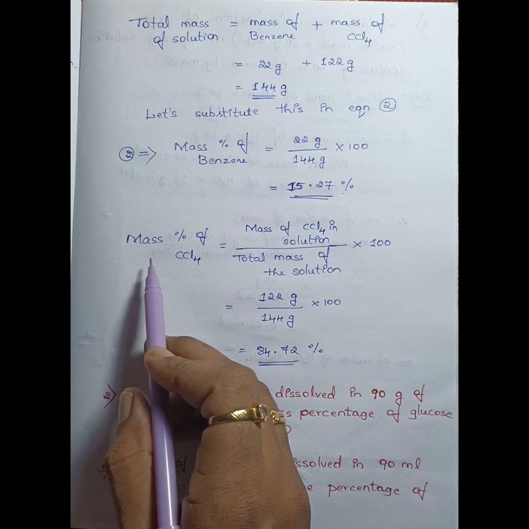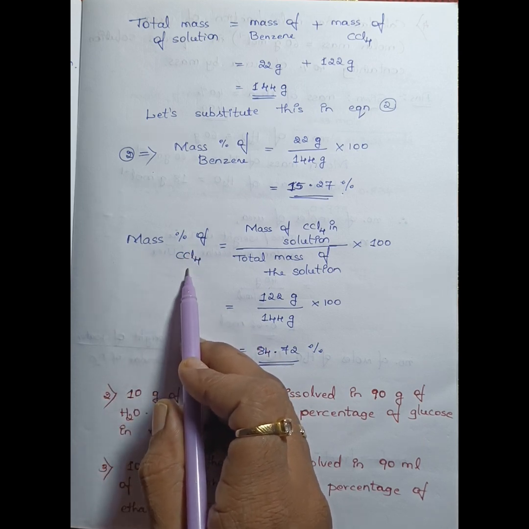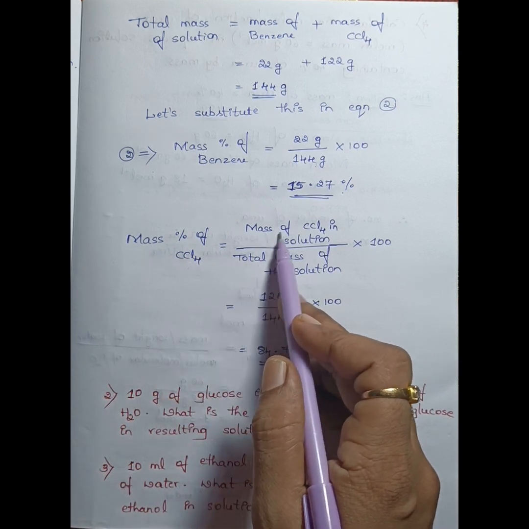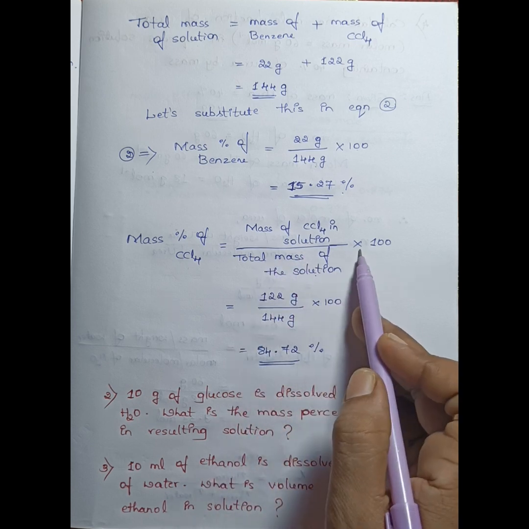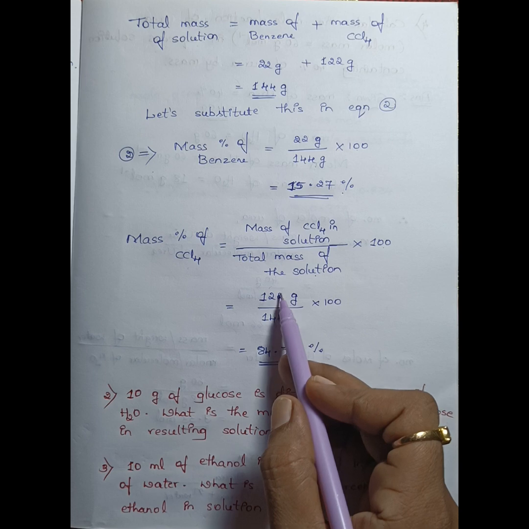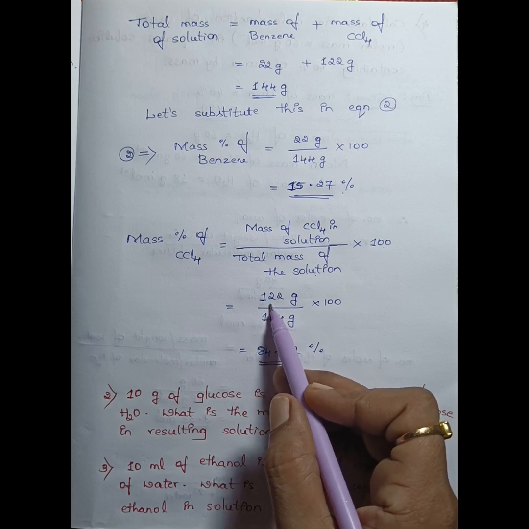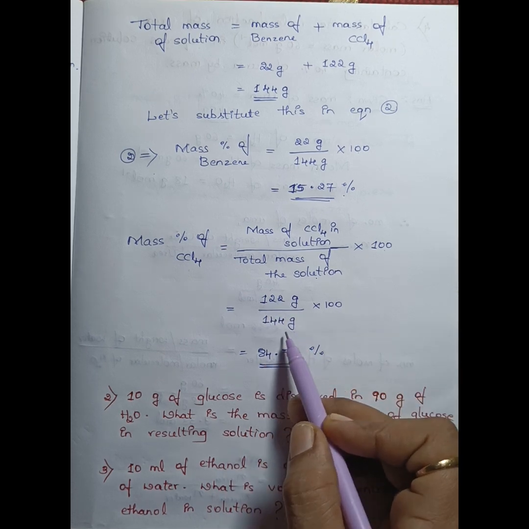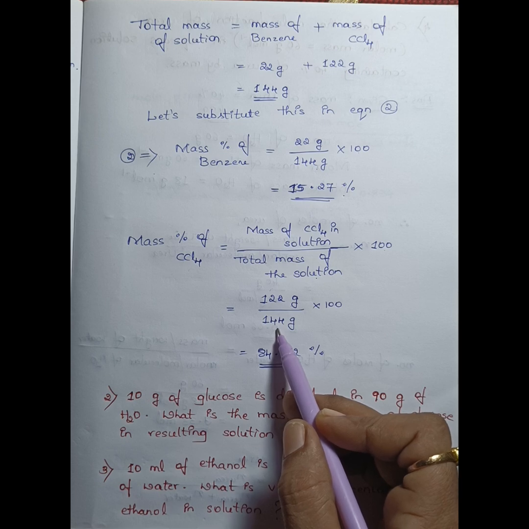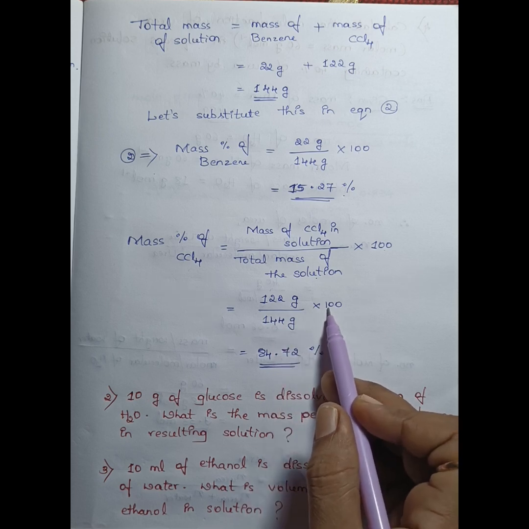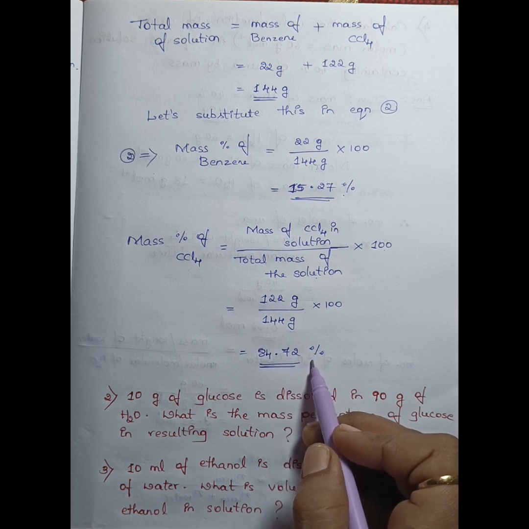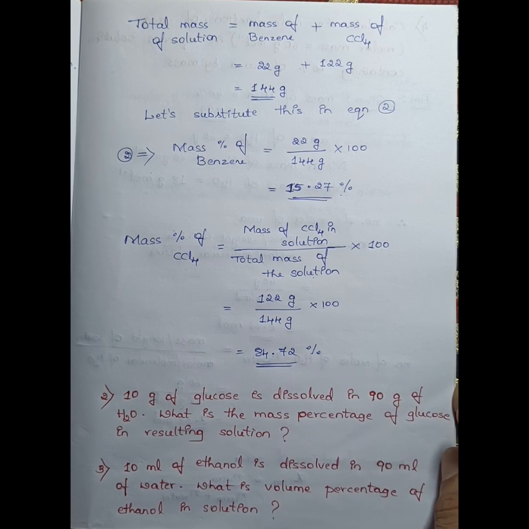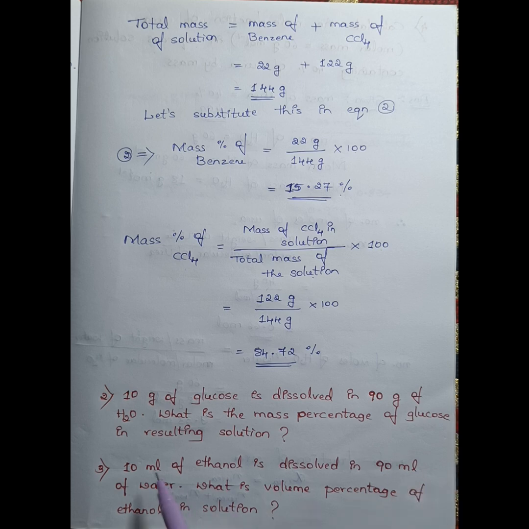Okay, in the same manner, let us find out the mass percent of carbon tetrachloride. The formula is mass of carbon tetrachloride in solution by total mass of the solution into 100. The mass of carbon tetrachloride is given in the question, 122 gram, and we have calculated the total mass of the solution, that is 144 gram, into 100. And this becomes 84.72%.